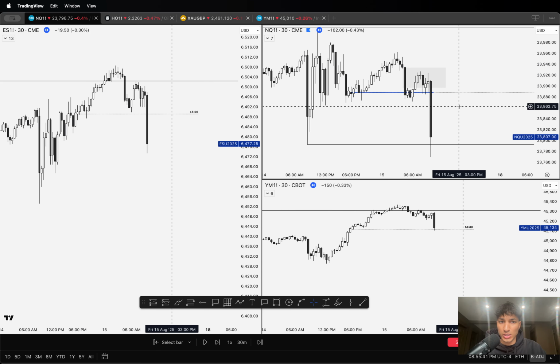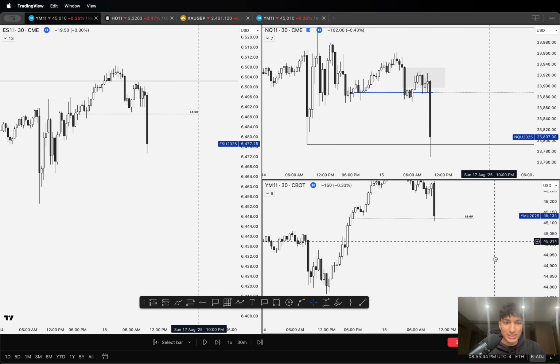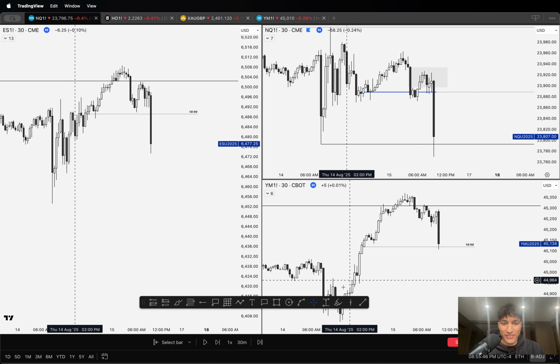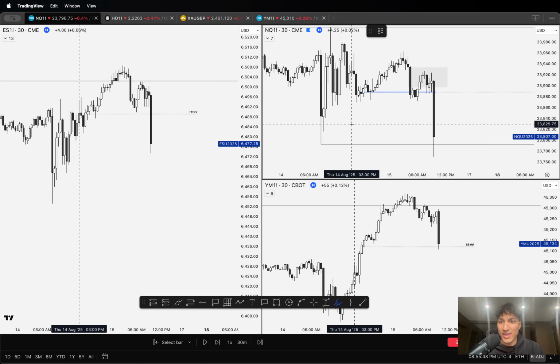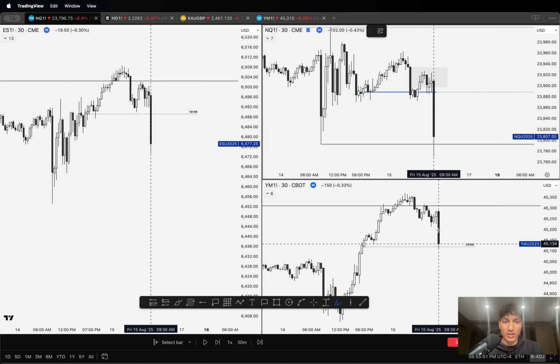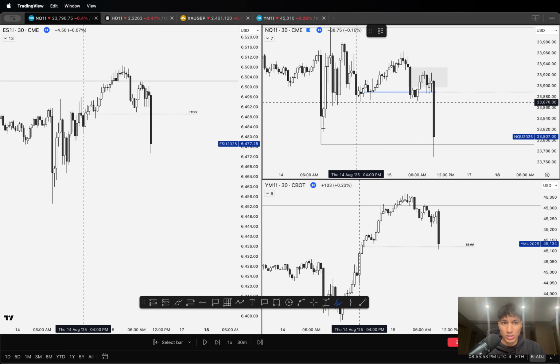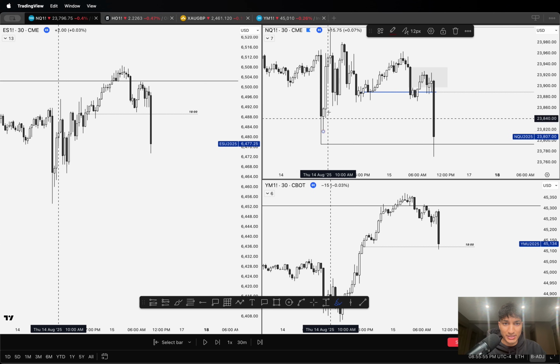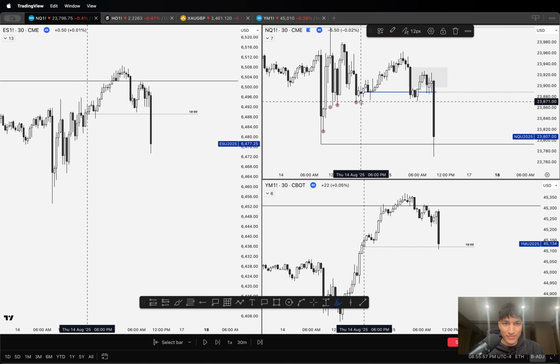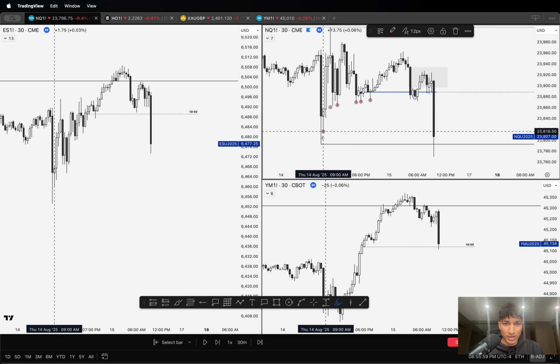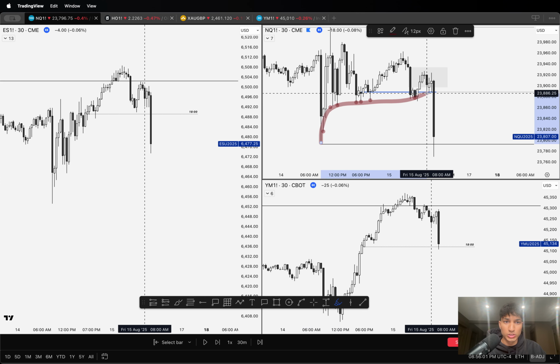Now, if you were on my stream on Friday, what I also said I really liked about this setup was the fact that Nasdaq presented me a failure swing signature alongside its correlated markets. What is a failure swing signature? Something that looks like this, where we have a bunch of swings that are relative equal smooth edges.